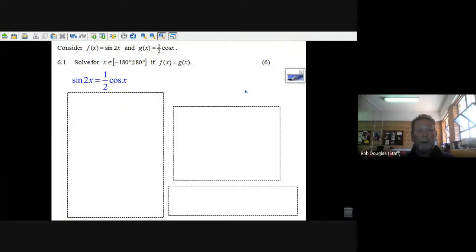Okay, we're going to look at a trigonometry question. This is Paper 2 sampler we're doing in a Saturday workshop. Let's just take a look at the first one.